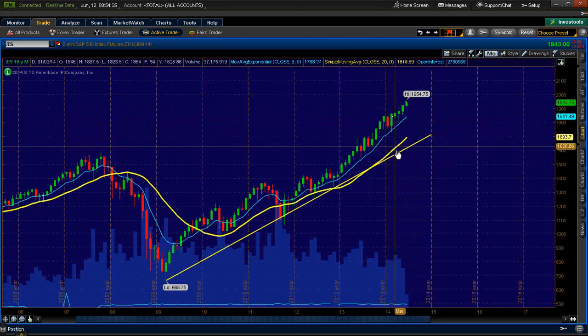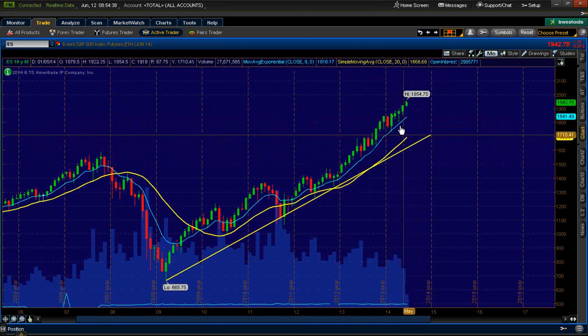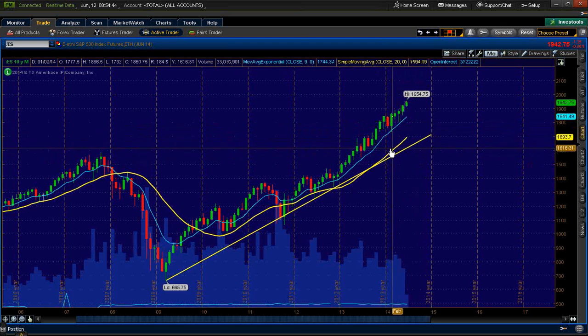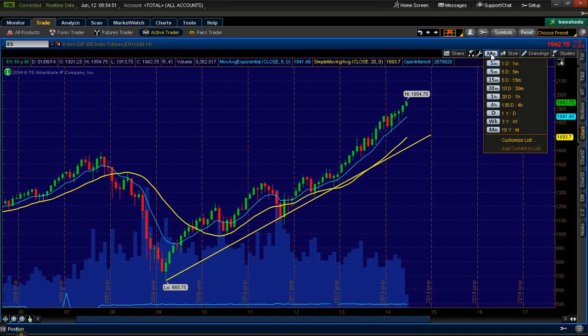The two averages that I use are the 9 EMA and the 20 SMA. Those are the ones that I choose to use, not saying that you can't use others. But we've got good slope, good separation. Trend is intact, but we are getting a technical gap on the monthly.